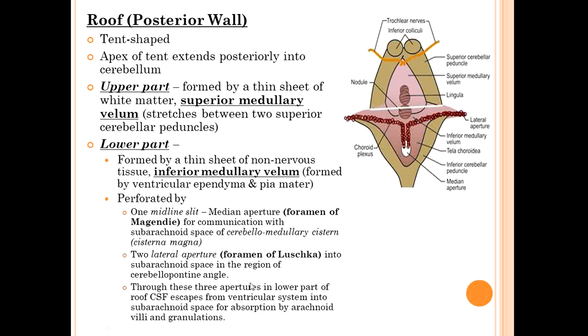Okay, through these three openings, as I mentioned earlier, one is median aperture, that is foramen of Magendie. Here, this is foramen of Magendie, and two lateral apertures, that is foramen of Luschka. So that is for passage of the fluid, okay, from the ventricular system to subarachnoid space.